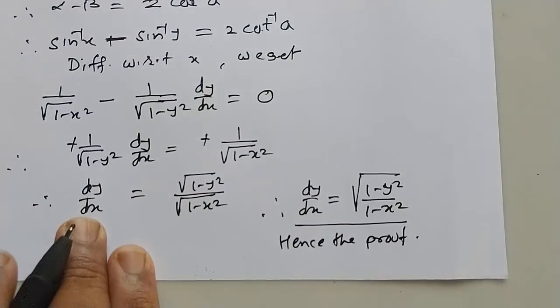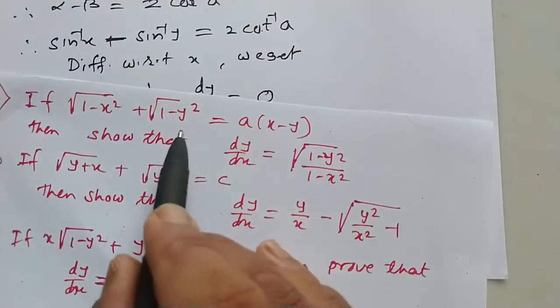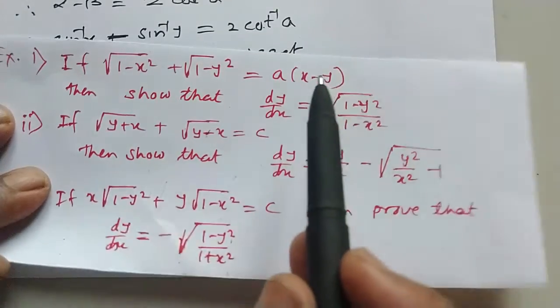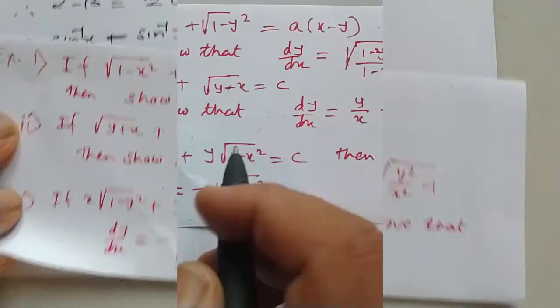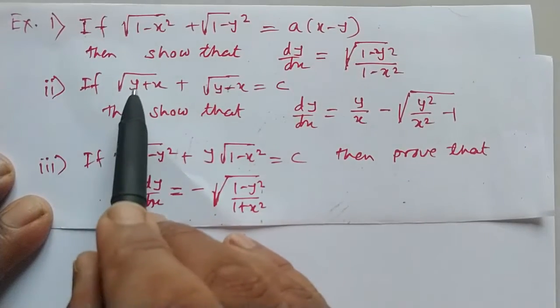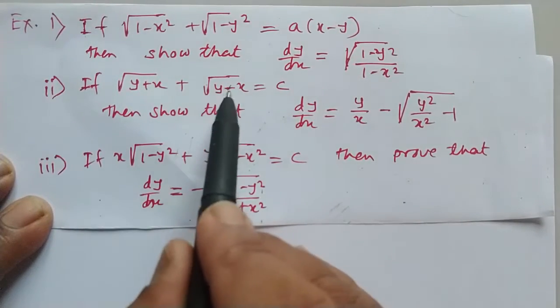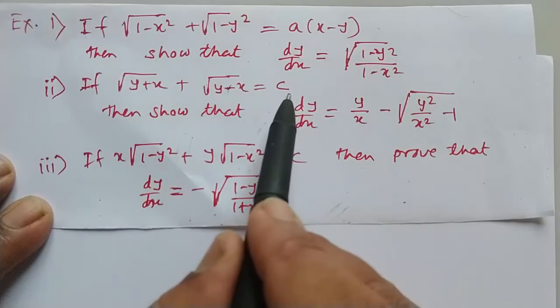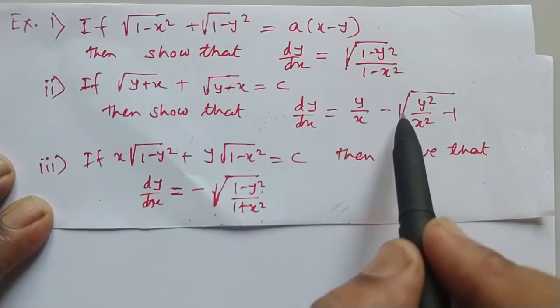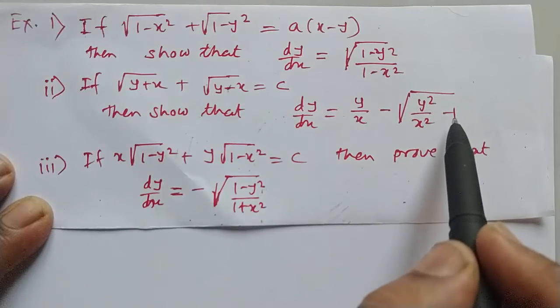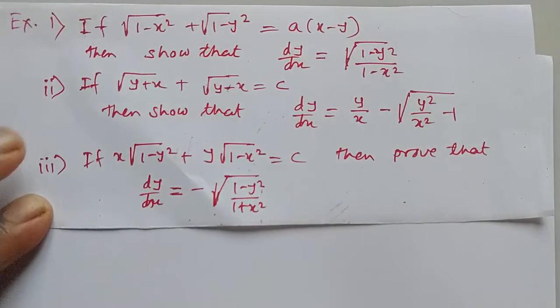In this way, we have solved example number 1 by using trigonometric substitution. Number 2: if √(y+x) + √(y−x) = c, where c is a constant, then show that dy/dx = y/x − √(y²/x² − 1).